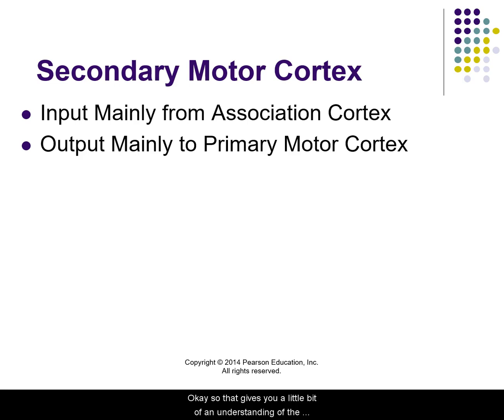So that gives you a little bit of an understanding of the association cortices, what they're for, and where they're located. Now let's move down one. Remember we were in the president's office with the association cortex. Now we're moving down one to secondary motor cortex. Let's say this is the vice president. The input is mainly from the association cortex, right? The vice president takes direction from the president. And then the output is mainly to the primary motor cortex. You can think of the primary motor cortex as regional directors, all the directors that are under the vice president.